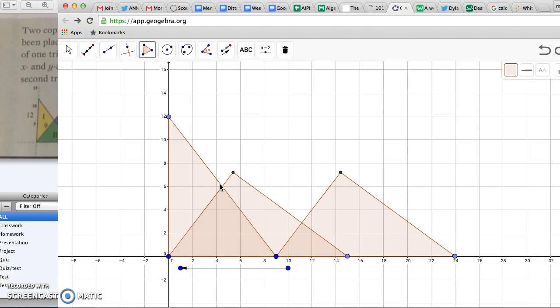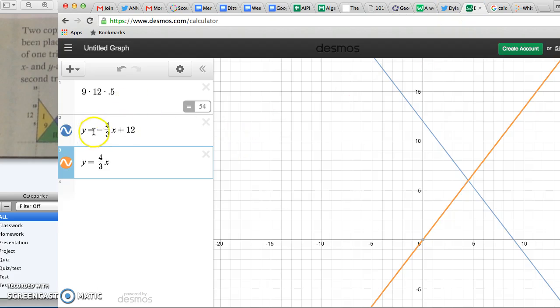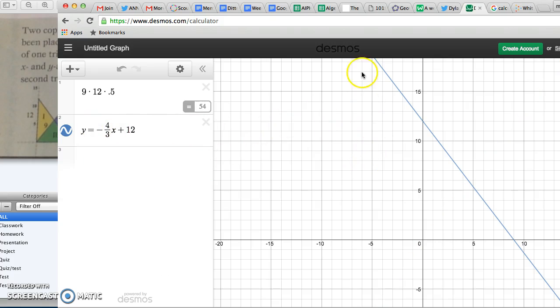Let me see how we're going to do this. To find this point, we have a system of equations, so I need the equations for these 2 lines. This equation I know, because I have the intercept and I have 2 points on the line, so I have a slope. The slope is down 12 over 9, which is -4/3. So I can plug that in here: y equals -4/3 x plus 12.